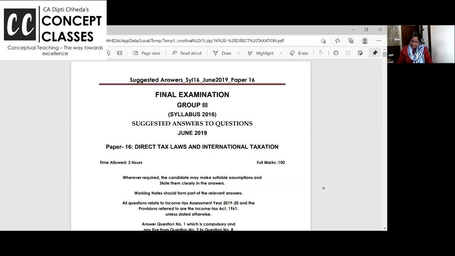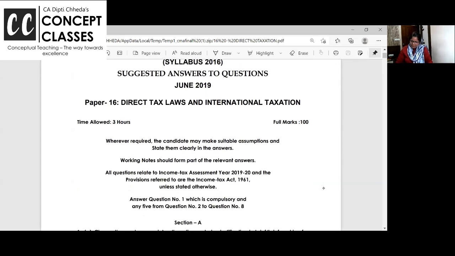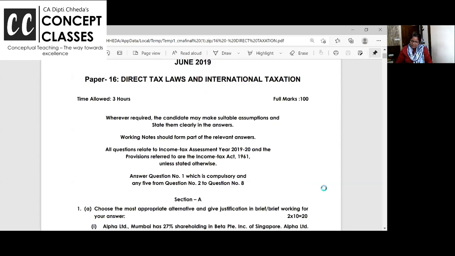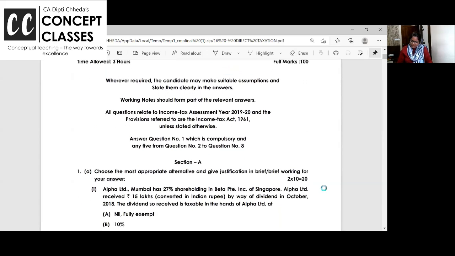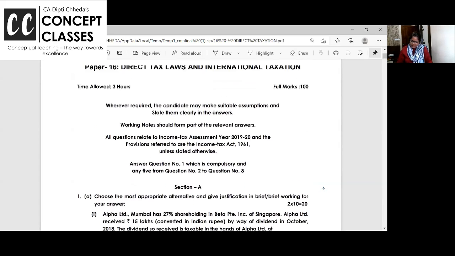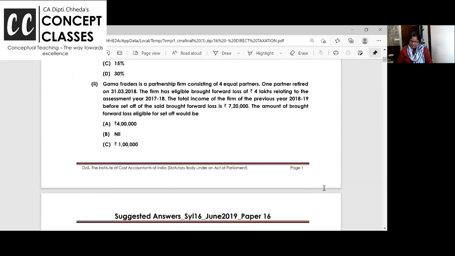Yeah. Can you see on screen? June 2019's exam paper this is. Okay? Right. Working note should form part of the answer. This is for assessment here because this is June 19. Question number 1, which is compulsory, and any 5 questions from question number 2 to 8.